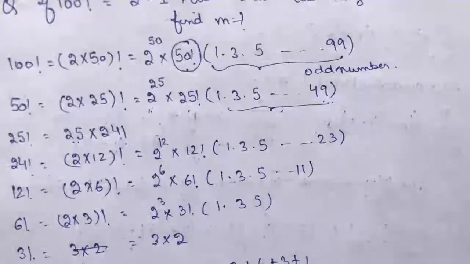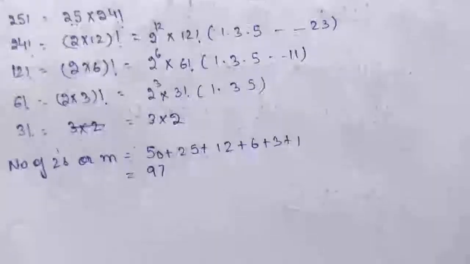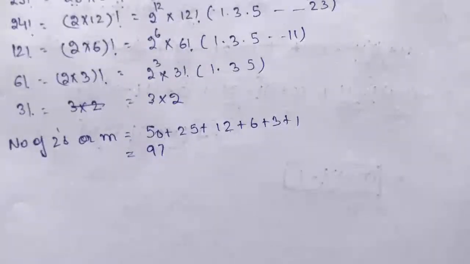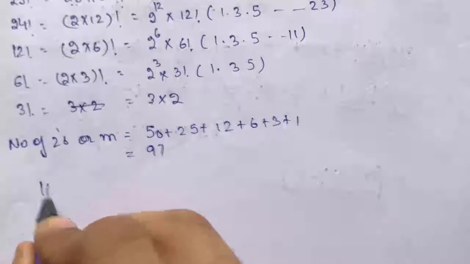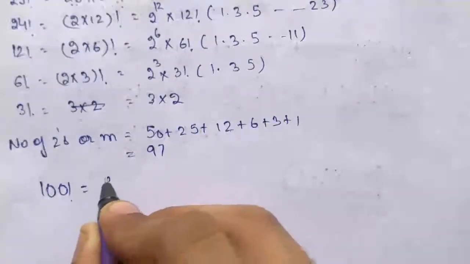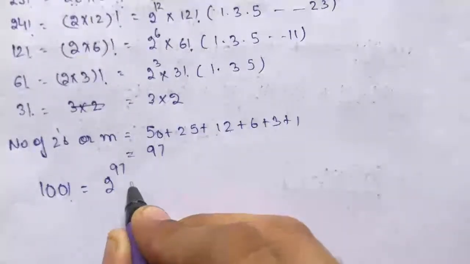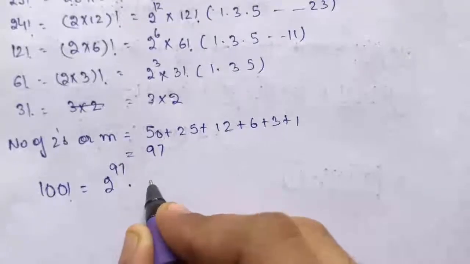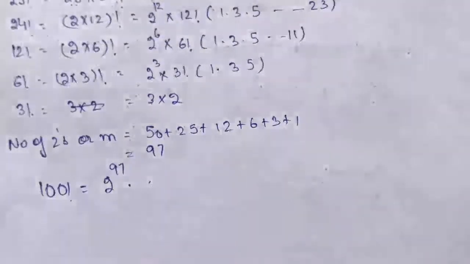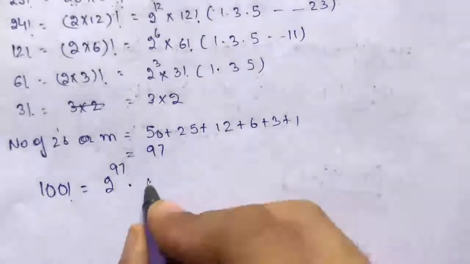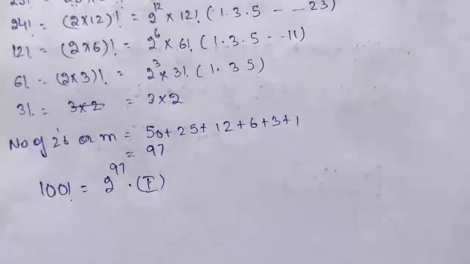Okay, hence 100 factorial includes 97 2's in that product. Means 100 factorial will be equals to 2 raised to the power 97 into I, where I is an odd number. Okay, so this is how we need to calculate the number of 2's in any factorial.